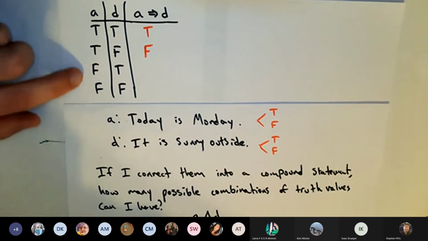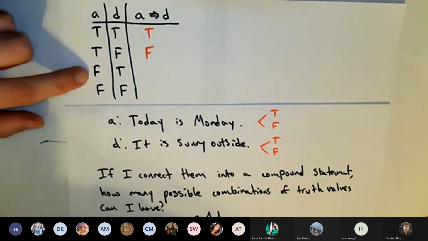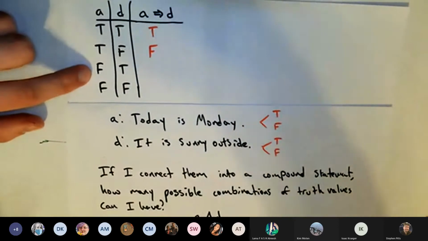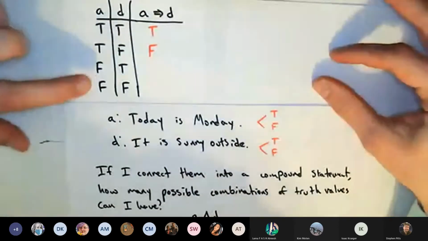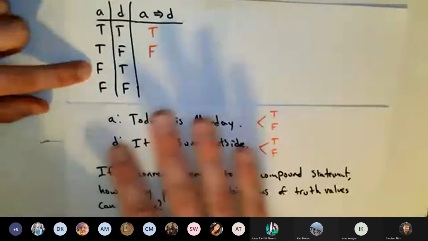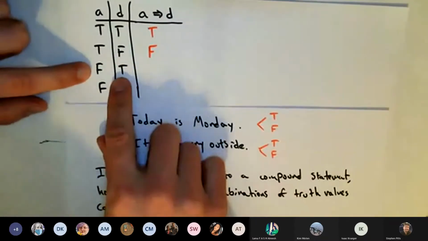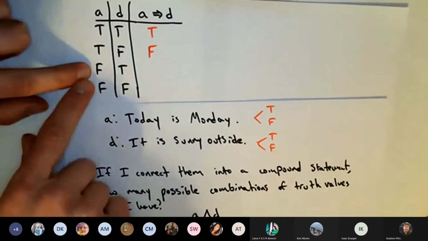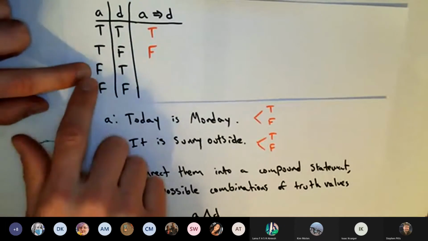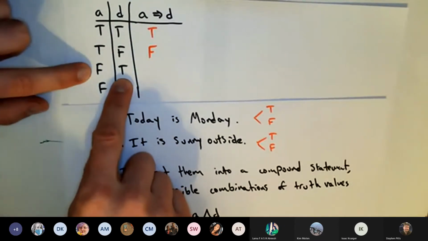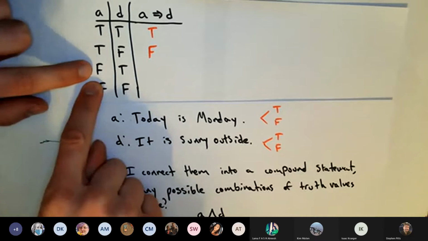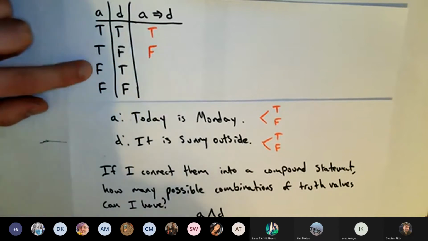Now these are where it gets weird. Here's a new row, a new setting. Let's say it's Wednesday, but it's a nice day outside. So it's Wednesday, so A is false, right? It's not Monday. Let's pretend it's Wednesday, and it's very nice and sunny outside. And I say, if it's Monday, then it's sunny outside. Have I told a lie? If it's Monday, then it's sunny outside. Anyone have any idea?